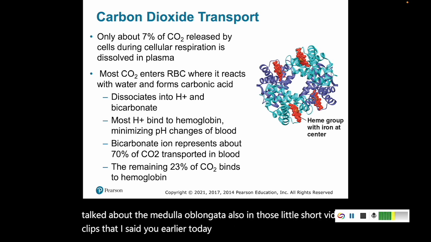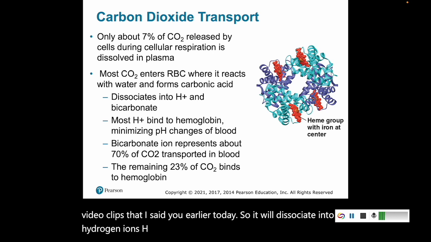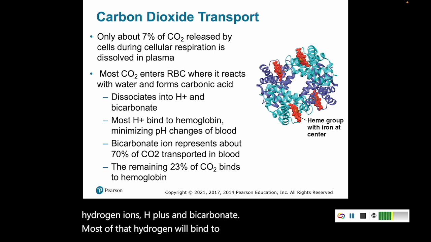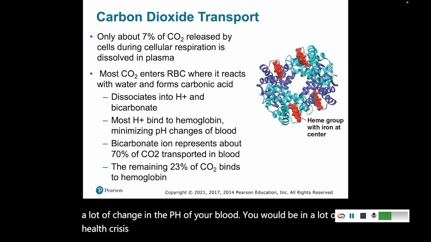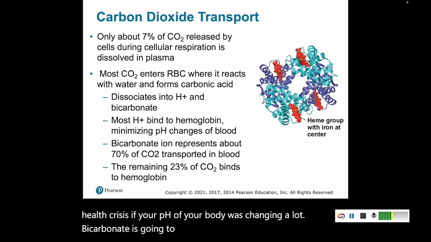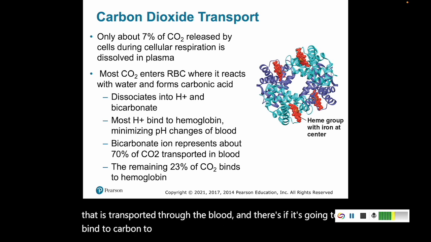So it will dissociate into hydrogen ions, H+, and bicarbonate. Most of that hydrogen will bind to hemoglobin so that there's not a lot of change in the pH of your blood. You would be in a lot of health crisis if the pH of your blood was changing a lot. Bicarbonate is going to represent about 70% of the carbon dioxide that is transported through the blood, and the rest of that carbon dioxide is going to bind to hemoglobin.